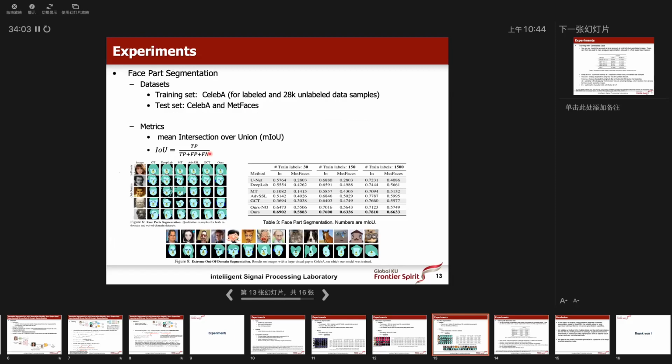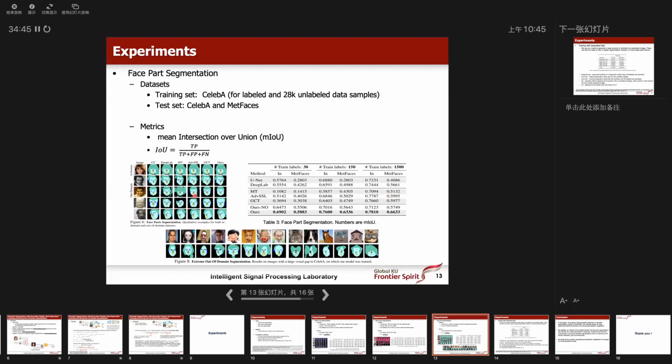The third task is face part segmentation. The training set is this one, and it offers labeled and unlabeled data for training. The test set comes from the test set of CelebA and MaskFaces. The author takes mIOU as the metric, and we can see that it also uses different numbers of labeled data to train the model, and the proposal also achieves good performance.